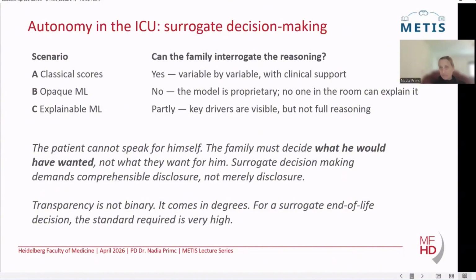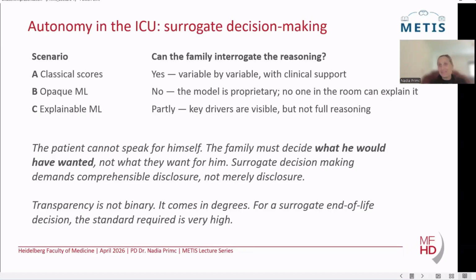In scenario B, the physician presents a number, a 10% probability of surviving the next 90 days. The family asks where that number comes from, what the model looked like, whether the prognosis would be different without the diabetes, and so on. And these are questions that the physician cannot answer. The model is proprietary. It is owned by the company that built it and sold it to the clinic.